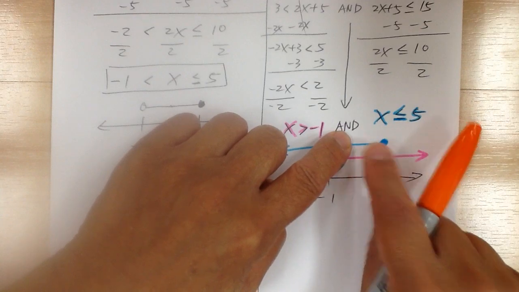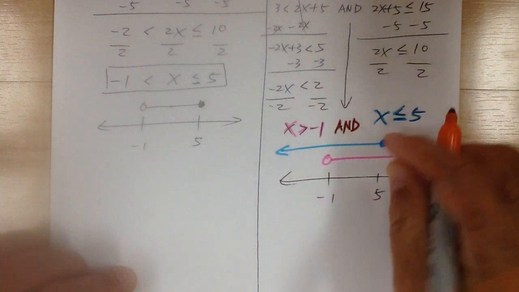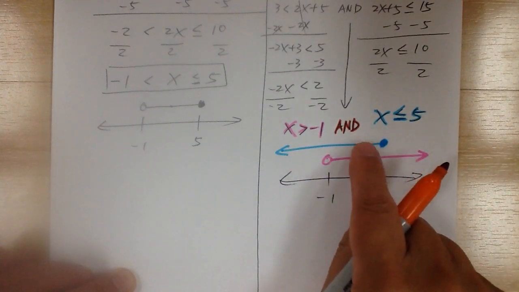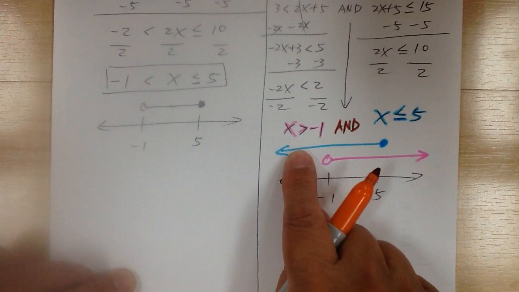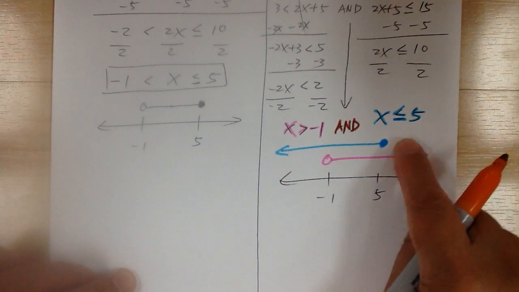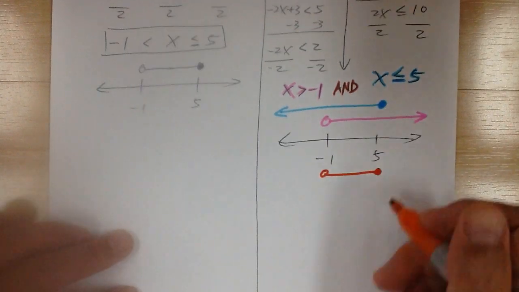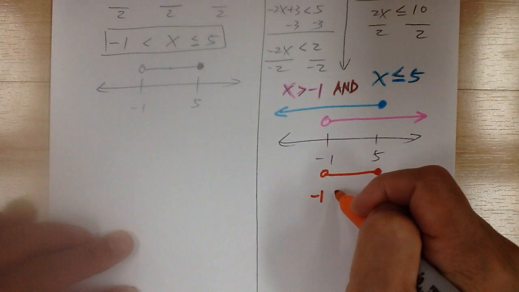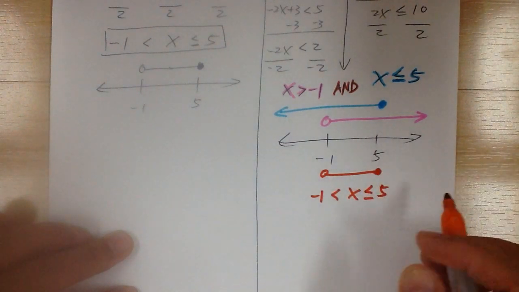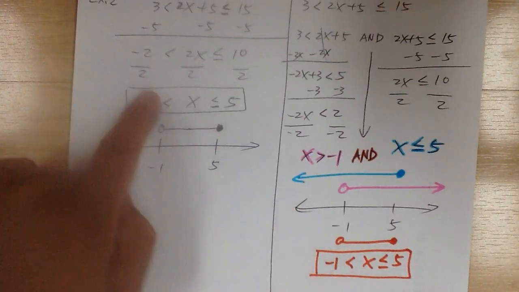Now you have to apply the and. So when you apply the conjunction and, it tells you that you have to be in pink and blue. The only part that is in pink and blue is this part over here. This one is in blue, but it's not in the pink. This part is in the pink, but it's not in the blue. So only this part over here. And your answer would be negative 1 is less than x, and this is less than or equal to 5. And that would be your answer. And you should get the same answer, right?